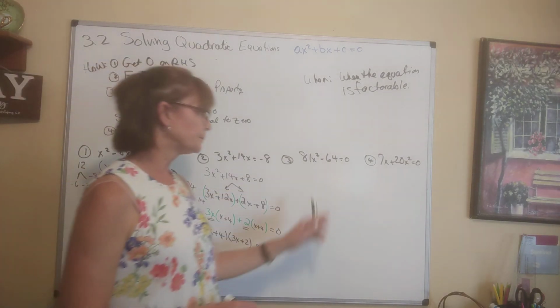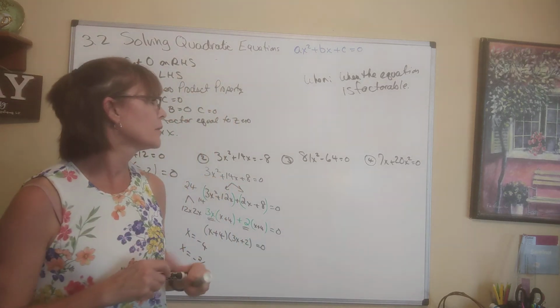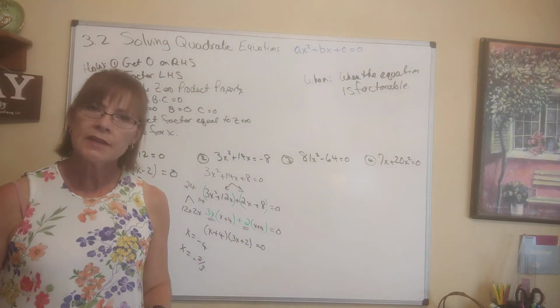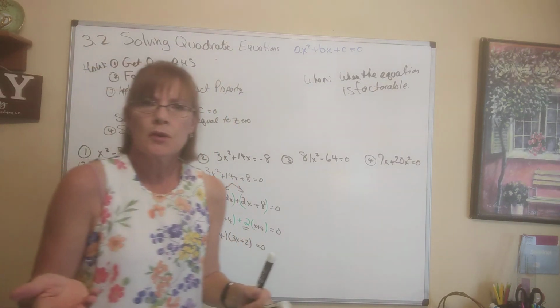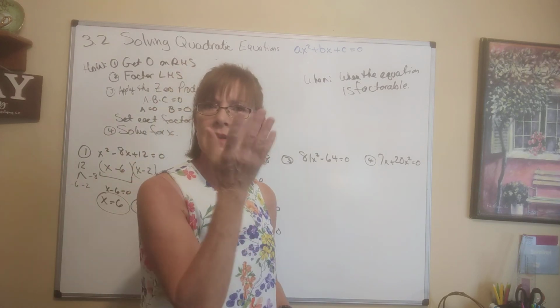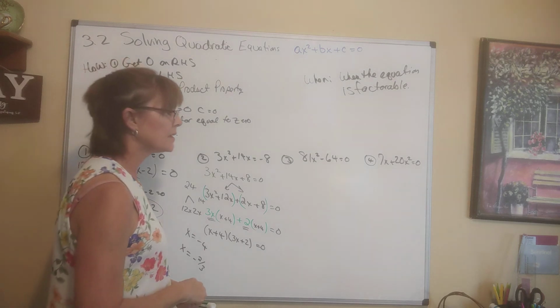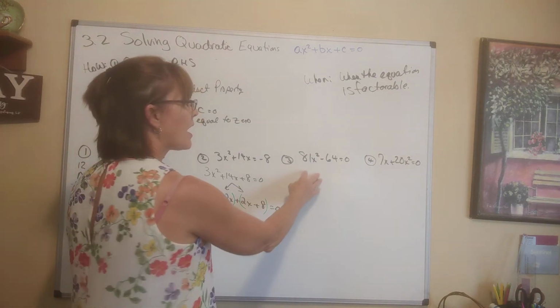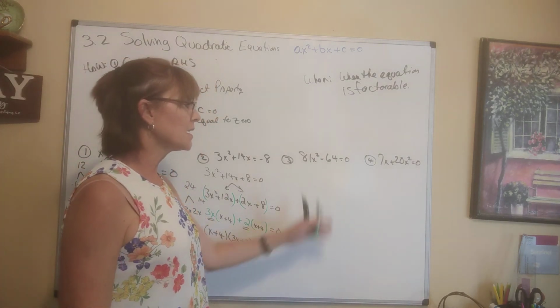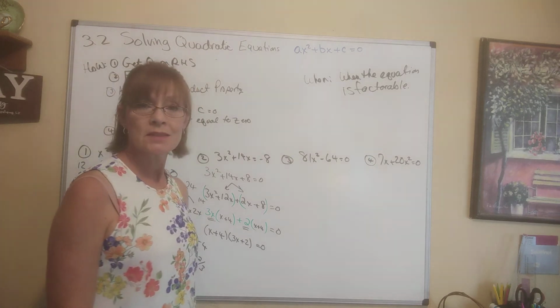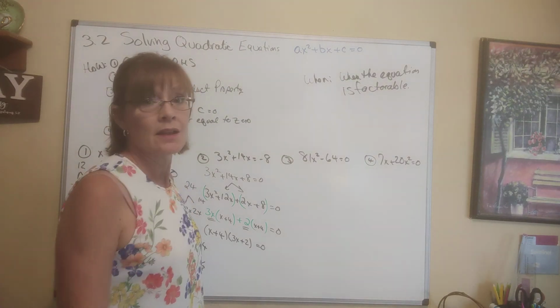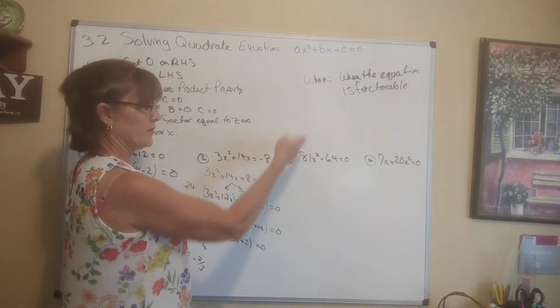Okay, number 3. 81x squared minus 64 is 0. I have seen a student, it blew my mind, I didn't know it would work, use the AC method for this, and it worked, which is great. So that's a pretty strong method that will always work. However, I like to recognize that this is a difference of squares.